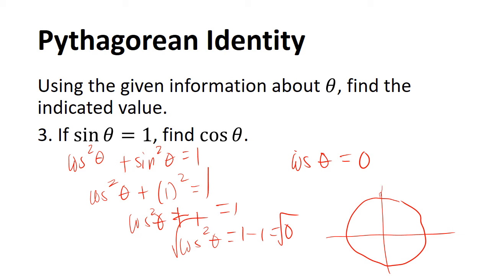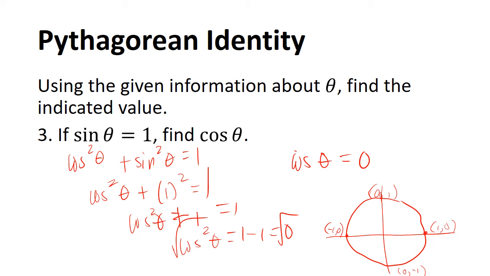Ayan. Diba, dito, this is 0, 1... 1 si x, 0 si y. At this point, 0 si x, 1 si y. At this point, negative 1 si x, 0 si y. At this point, 0 si x, negative 1 si y. So, saan dito ang magbibigay ng 0 na x or 0 na cosine?